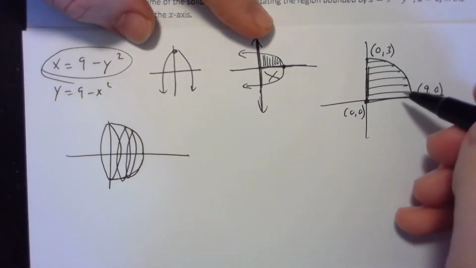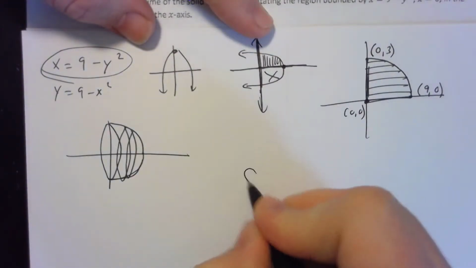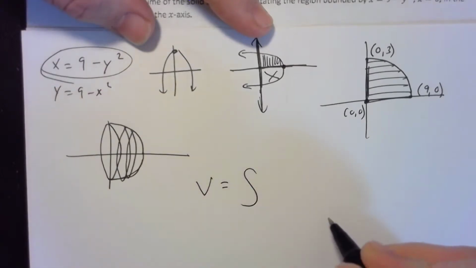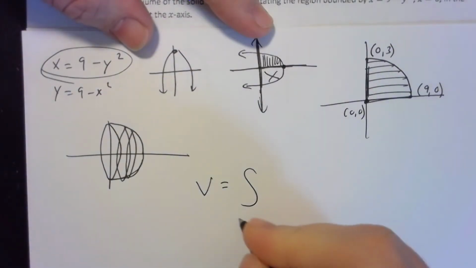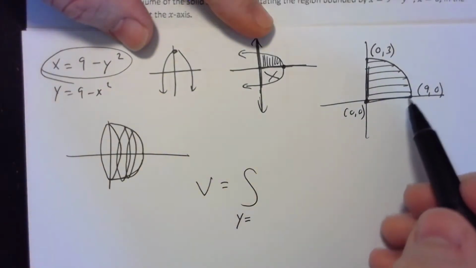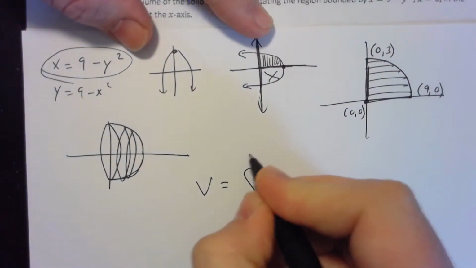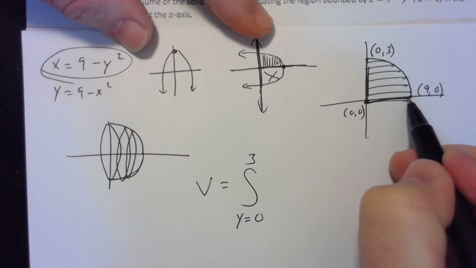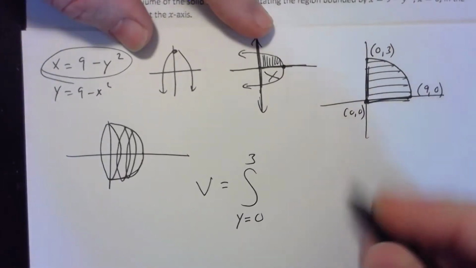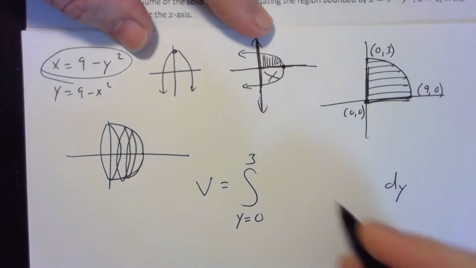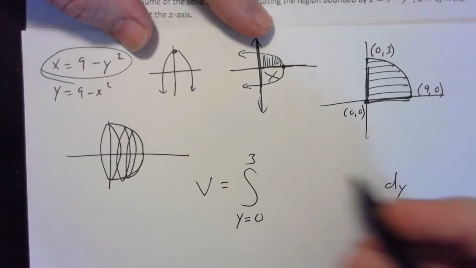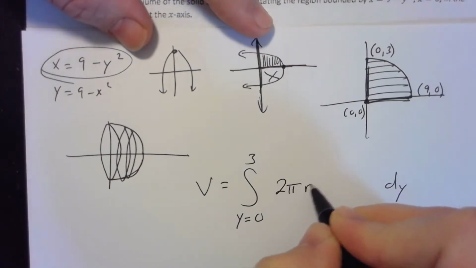Now, my goal is to set up the integral for volume. And the integral for volume, if I'm cutting it horizontally, will be in terms of y. Since I'm starting with the y values, I'm going to go y from 0 up until 3. Again, my lowest value in the region is 0. My highest value in the region is 3. In respect to dy, the formula that always is going to be inside here is 2 pi rh.